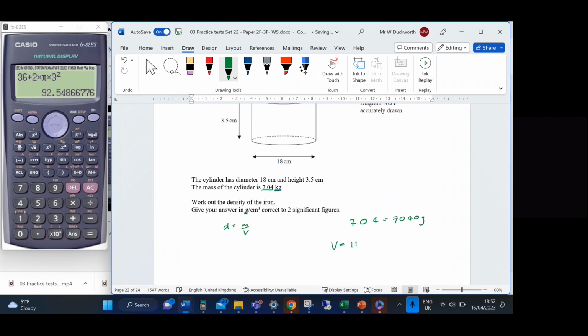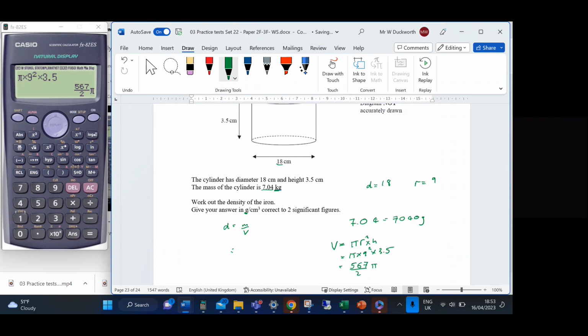So the volume of a cylinder is pi r squared times by the height of the cylinder. So in this case, if the diameter is equal to 18, then the radius must be equal to 9. So the volume is going to be equal to pi times by 9 squared times by 3.5. I'm going to use shift pi times by 9 squared times by 3.5 on my calculator, and I'm going to leave my answer in terms of pi here because I don't want to round it.